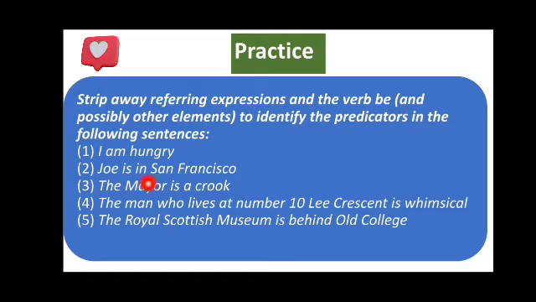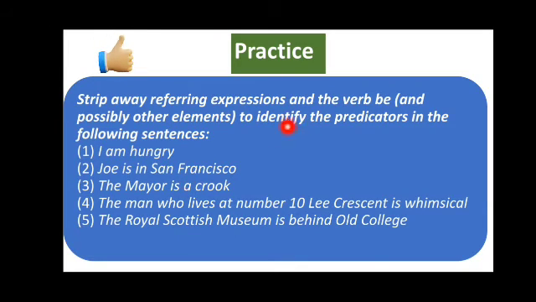And "Joe is in San Francisco." Here they tell you that you have to strip away referring expressions and the verb be and possibly other elements also. So Joe is a referring expression. San Francisco is also a referring expression, right? In is a preposition, so in here we have a predicator. You have to remove Joe, San Francisco, and is. So what is left? In is left. Is is the to be verb, and Joe and San Francisco are referring expressions.